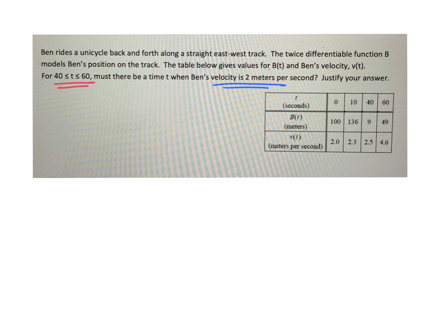And so what I need to do is find the average velocity between 40 and 60. So I'm going to find B of 60 minus B of 40 over 60 minus 40. What is B of 60 in this case? 49. Minus, where's Ben at 40? 9. Over the 20 seconds in which Ben rode his unicycle. And so what is my average velocity of Ben on his unicycle? 2.